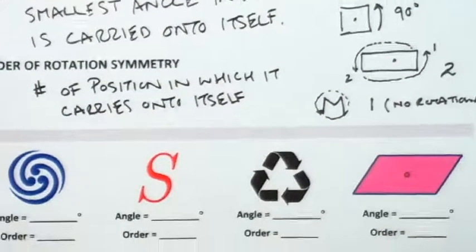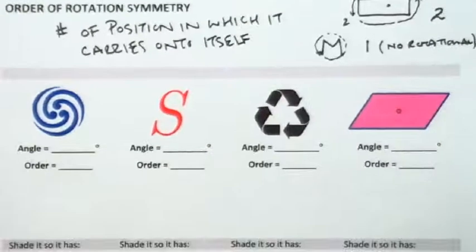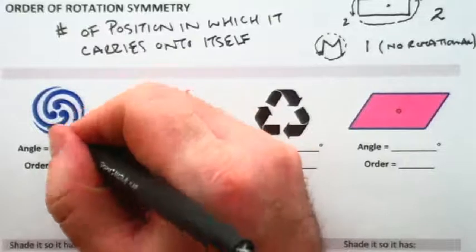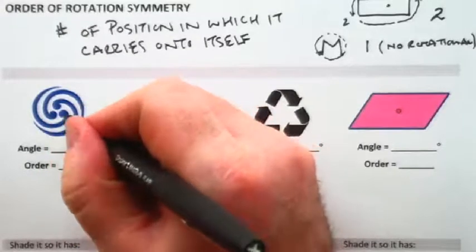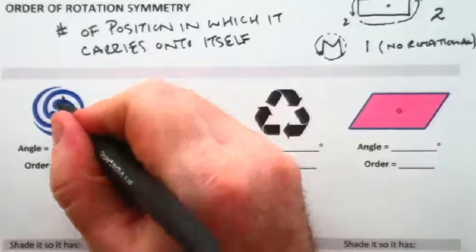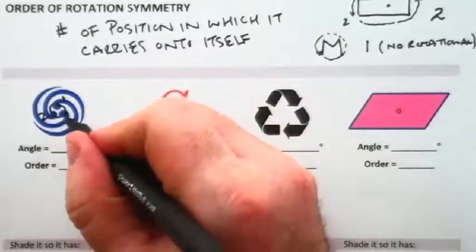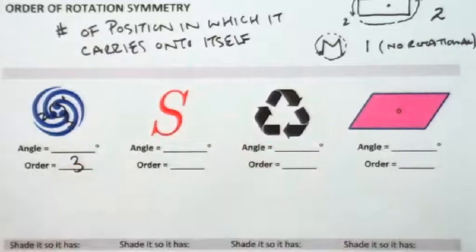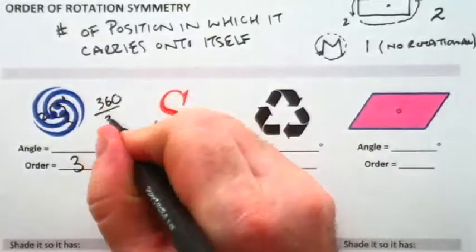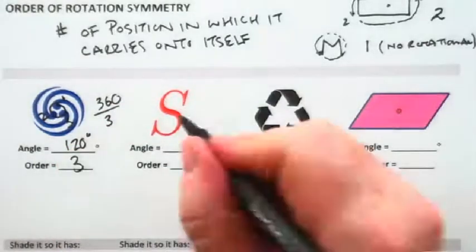Let's take a look at some examples here. This one's a little bit more new to you. Let's look at this one. You can kind of see the swirl here, where if this guy rotated once, it would land there. If it rotated again, it would land there a second time. And then the third time would land here. So it has an order of 3. And an easy way to know the angle is 360 divided by 3 is 120.